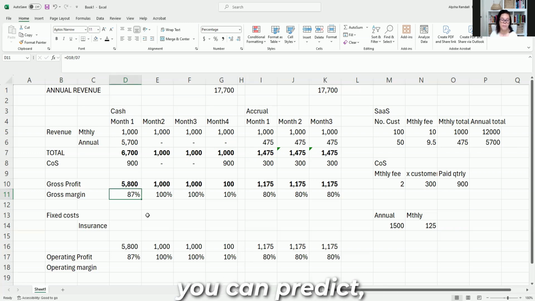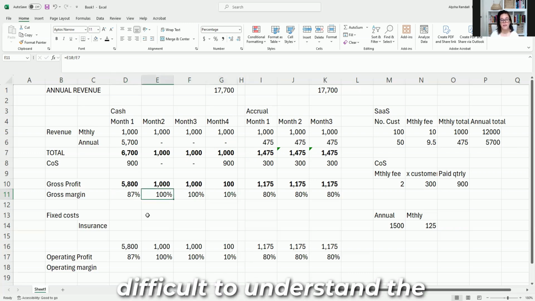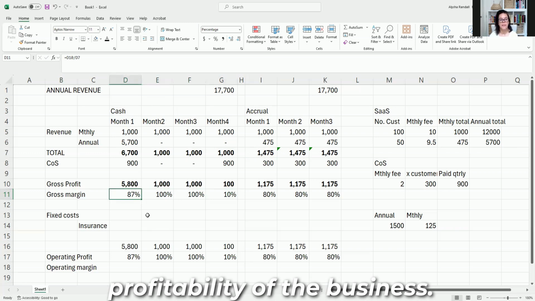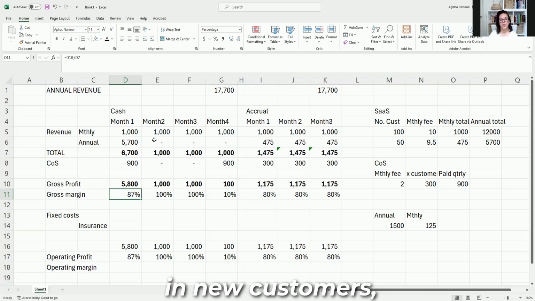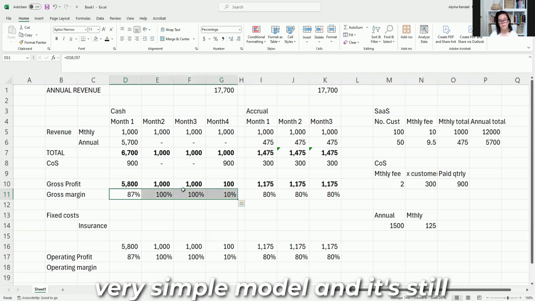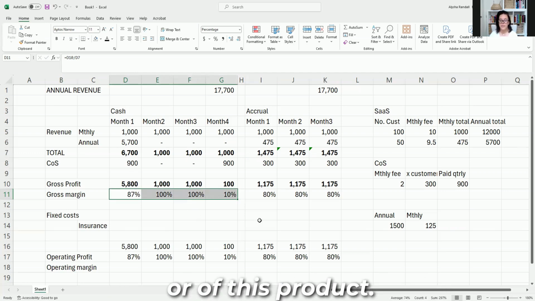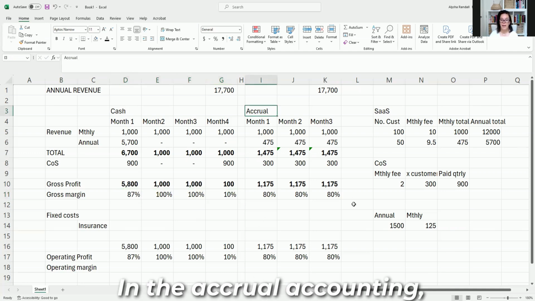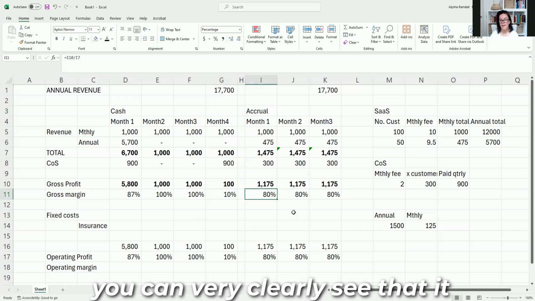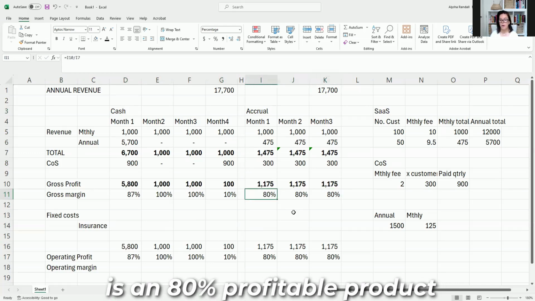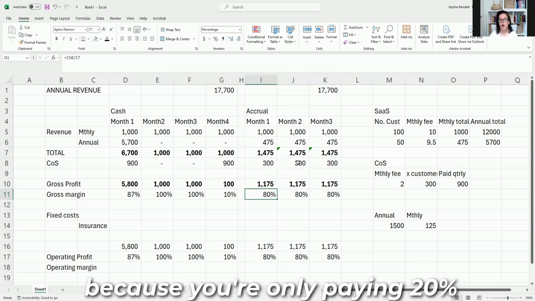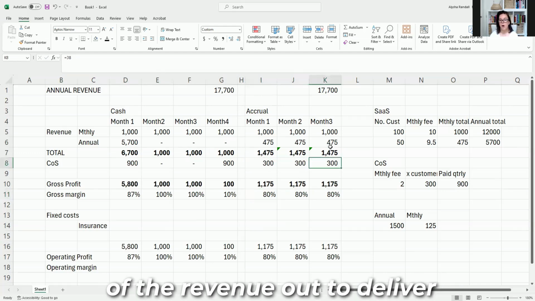You can't, well, you can predict, but essentially it's very difficult to understand the profitability of the business. And if you're adding in new customers, there's customers that are churning, there's different products, it's much harder. This is a very, very simple model, and it's still difficult to see the profitability of this business or of this product. In the accrual accounting, however, you can very clearly see that it is an 80% profitable product because you're only paying 20% of the revenue out to deliver that service.